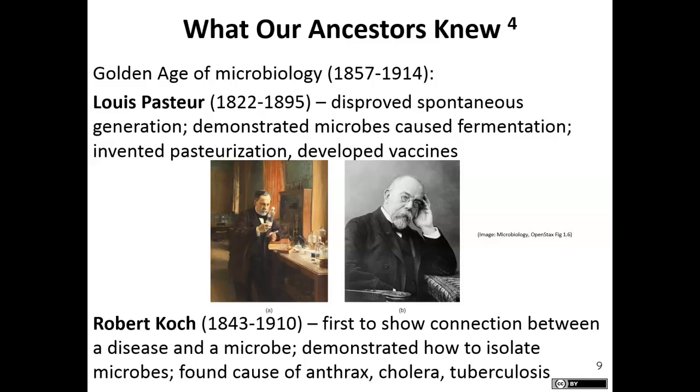Robert Koch, born in 1843 until 1910. He was one of the first individuals to show a connection between a specific disease and a specific microbe. So he came up with Koch's postulates, which we still use today in epidemiology to determine the causative agent of specific diseases.